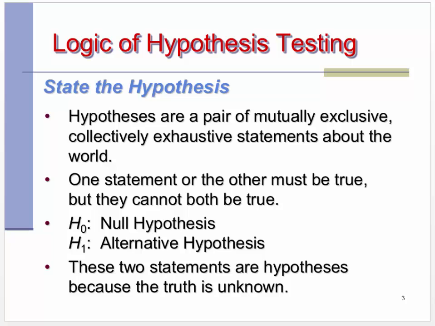So the pair of hypotheses are H0 and H1. H0 is the null hypothesis. H1 is the alternative hypothesis. These two statements are hypotheses because the truth is unknown. For example, we can say that the null hypothesis is that tomorrow is going to be clear, and the alternative is that it's going to snow tomorrow. It's H0 and H1. Because we don't know the outcome, the truth is unknown until after tomorrow.